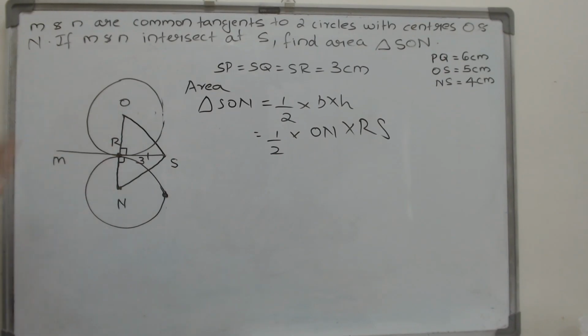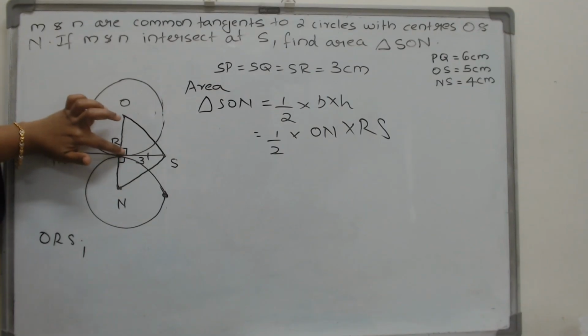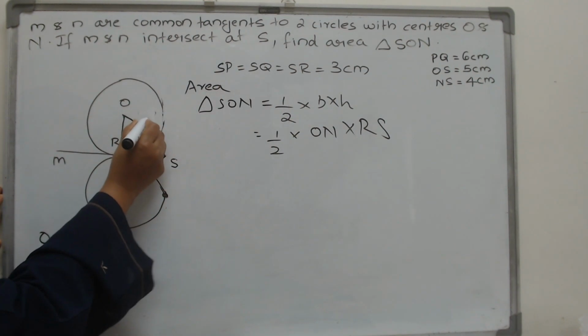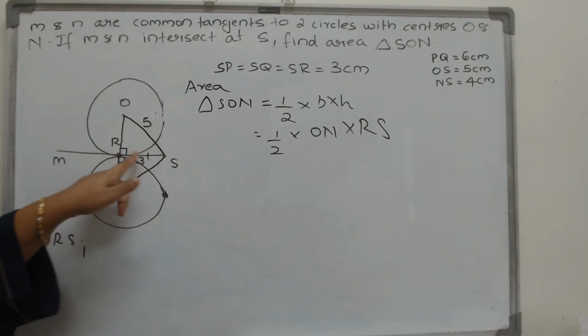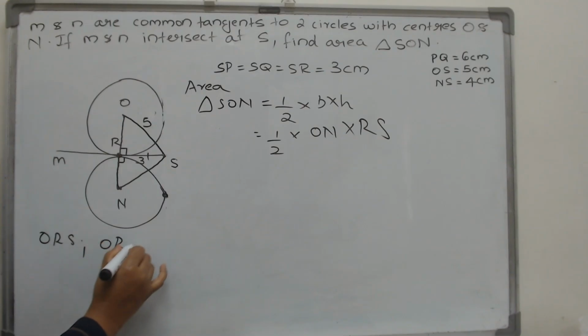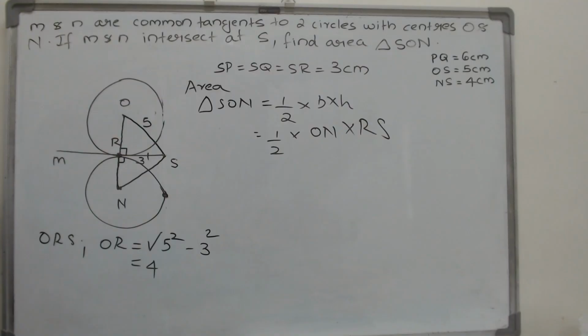Let us start with OR. What do you know about ORS? It is a right triangle. Here you have a right angle and its opposite side is what we call the hypotenuse. And how much is OS? It is given. It is 5 centimeters. And how much is RS? It is 3 centimeters. So what is OR? Apply the Pythagoras theorem and what do you get? It is 4 centimeters.